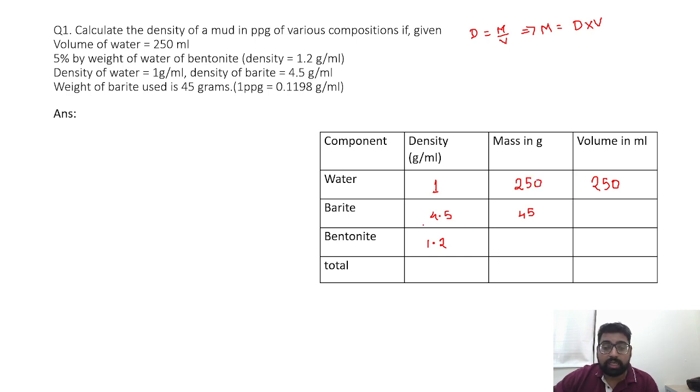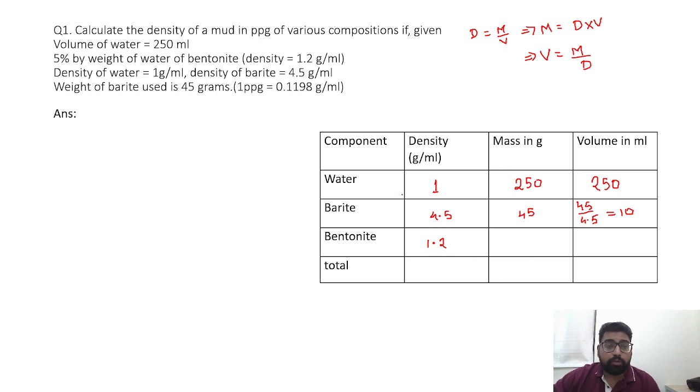Okay. Similarly, if I want to calculate the volume, from this formula, volume will be mass upon density. Okay. So here, I want to calculate the volume. I have mass, which is 45 grams, and density 4.5. So volume will be 45 upon 4.5, which is 10.